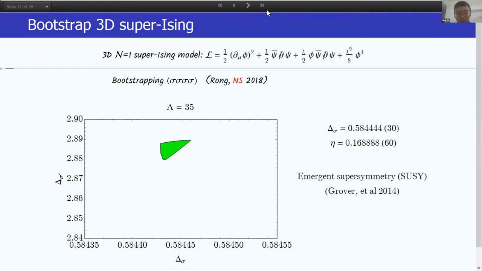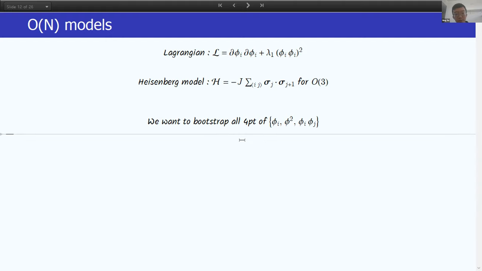Okay, so what else can we do? We also studied the O(N) vector model. Those studies actually started in 2015, by considering all the four-point functions involving phi and phi squared. But the problem in the previous study is that they did not find a convergent island. They found a big island. But when you increase the precision of the numerics, it seems the island stops shrinking. So we want to see how to solve it.